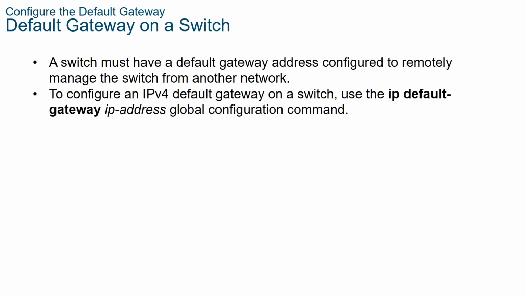A switch must have a default gateway address configured to remotely manage the switch from another network. To configure an IP version 4 default gateway on a switch, use the ip default-gateway command followed by the IP address, in global configuration mode, of the default gateway router interface that you want to use. It's really important that when you are setting up a switch, you give it a default gateway address and an address that you can access it on, so that it can communicate, or you can communicate to it, remotely over a network.